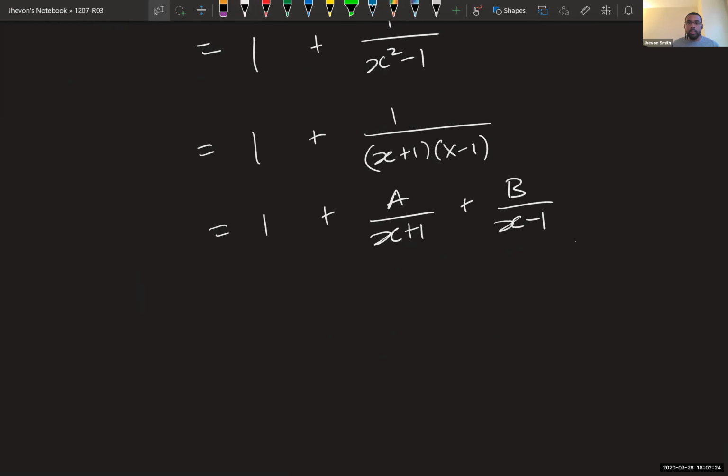Right. And you don't even have to write down the a and the b. You could literally write these down by covering it up with your finger. Cover up the x plus 1 with your finger, plug in x equals -1. You would get -1/2. Cover up the x minus 1 with your finger, plug in x equals +1, and you get +1/2.